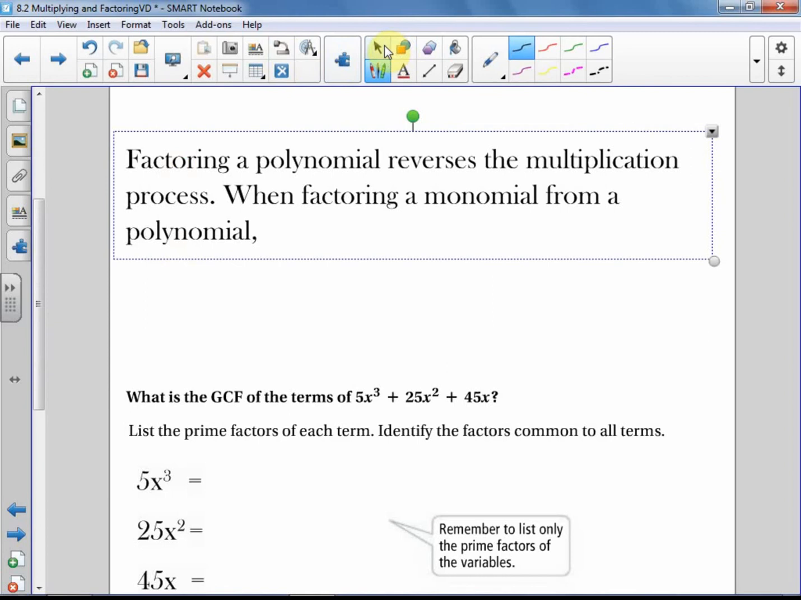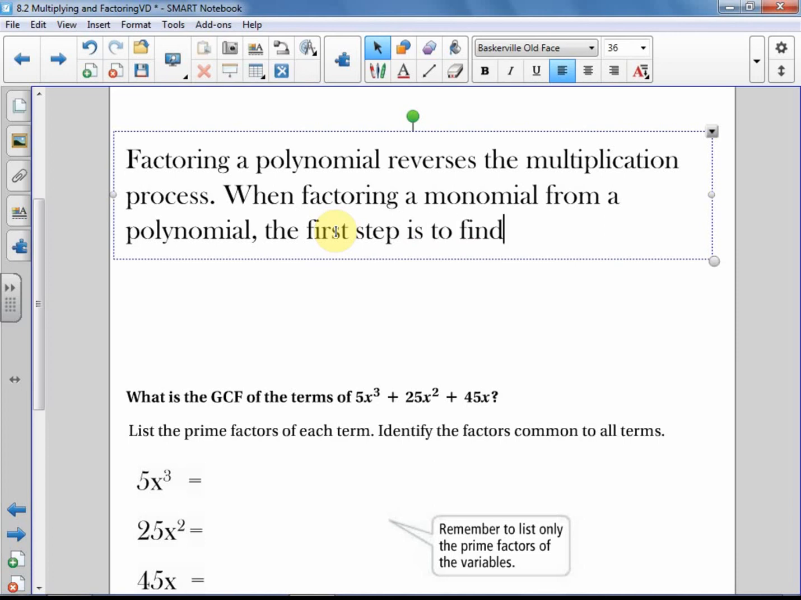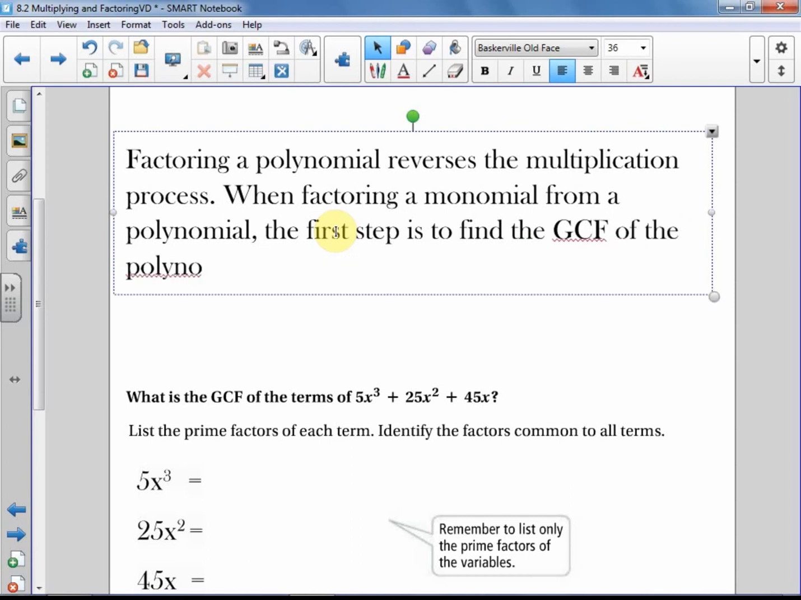Next, we're going to talk about factoring. So factoring a polynomial reverses the multiplication process. You factored out constants of terms either last year or a couple years ago. Now we are just adding variables because why not? So when factoring a monomial from a polynomial, the first step is to find the GCF, greatest common factor, of the polynomial's terms.